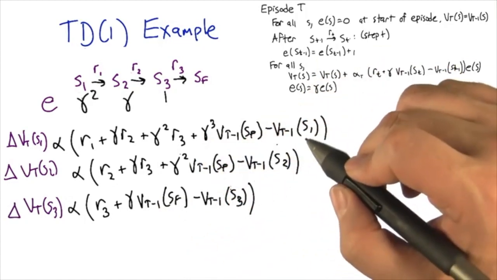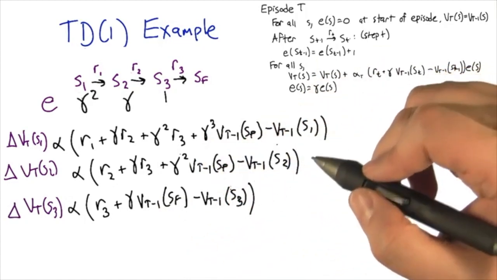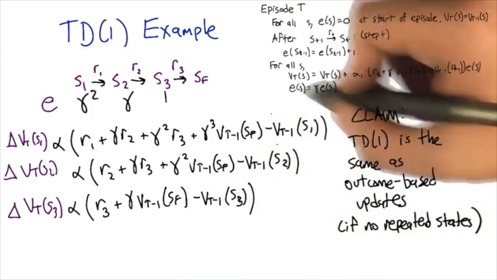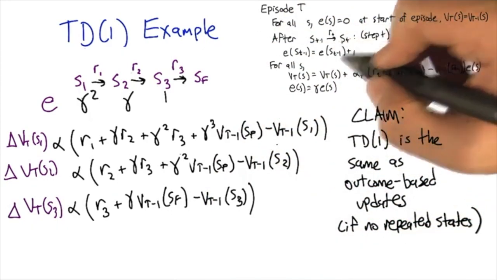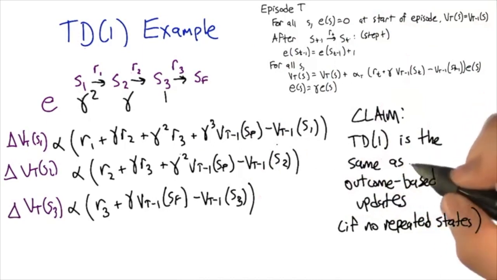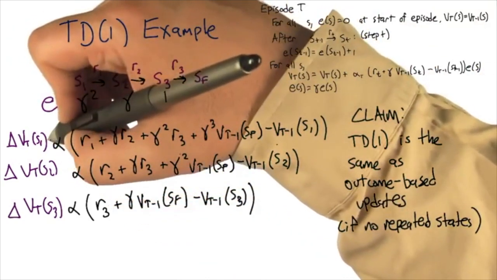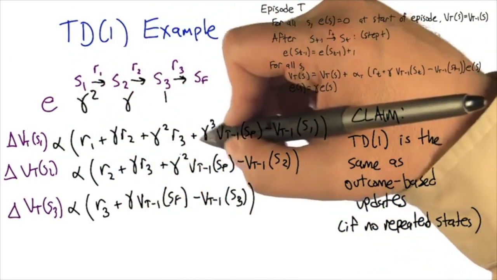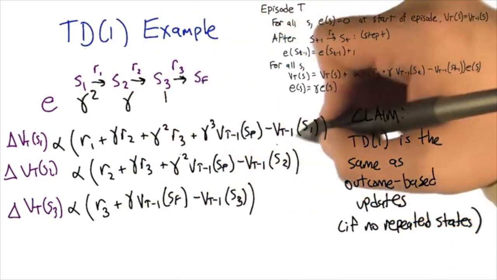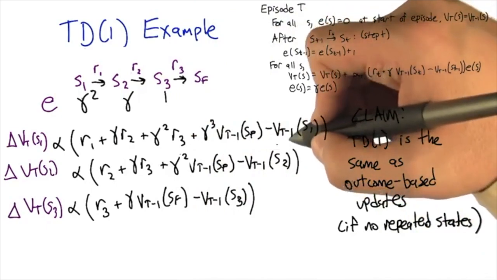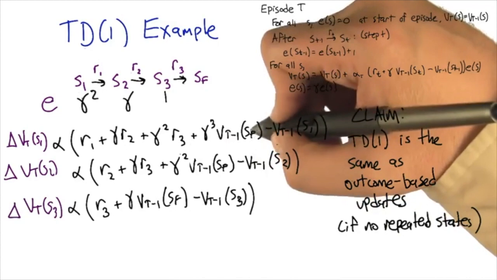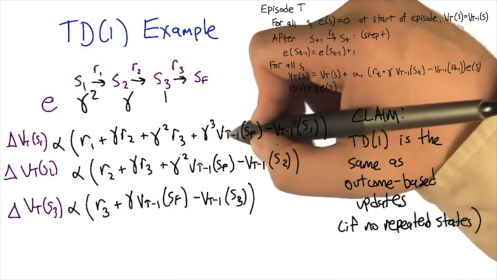So we can now state a claim, which just follows very clearly from the example. And that is that this TD1 update that we just talked about actually does the same thing as the outcome-based update, which is to say we wait to see what all the discounted rewards are on the entire trajectory, and then we just update our prediction for the state that they started from with those rewards. Keep in mind that these things are 0, right? VT minus 1 of SF is 0.